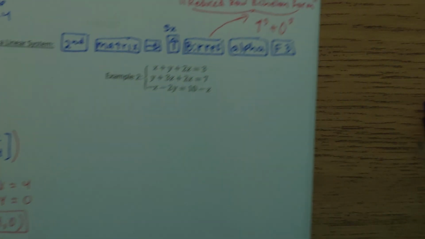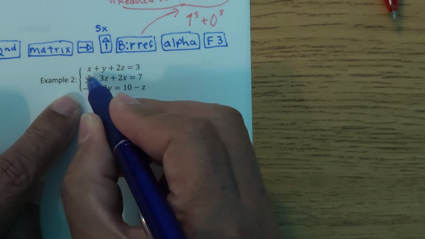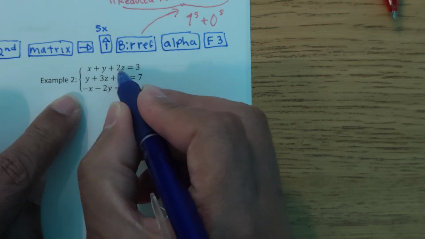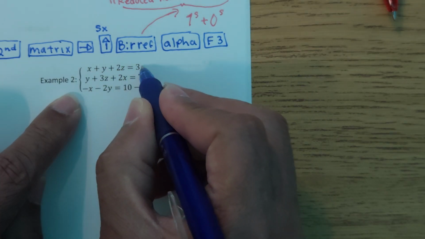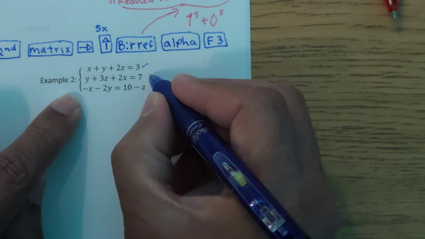Okay, so let's go on to the second example, the second example for matrices. So let's make sure that they are rearranged in standard form. So we have x, y, z, and constants. So this one is good. Y, z, x. This one we need to rearrange.